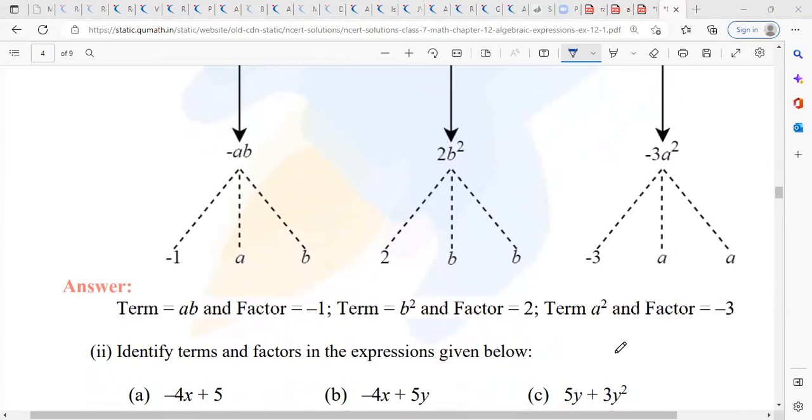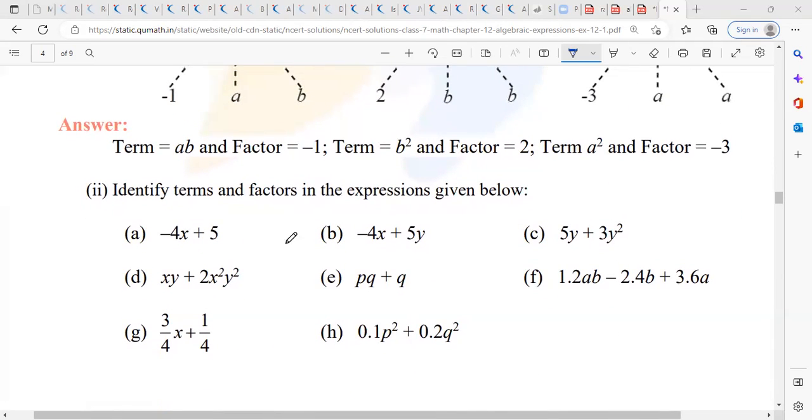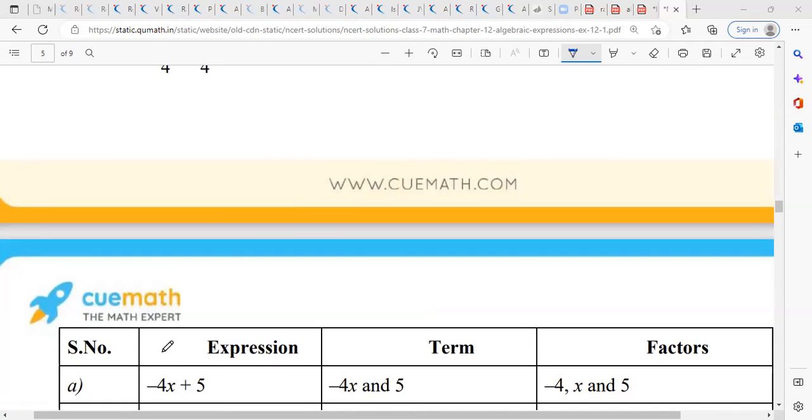I hope you got it now, right? Don't get confused now. Over here, it's very simple, right? You simply have to find term and factor. Quickly do it. Okay, I'll explain one to you. For example, over here, this is -4x plus 5. So what are the terms here? One is -4x and the other is 5. These are two terms, right? And the factors will be -4x and 5. Clear?